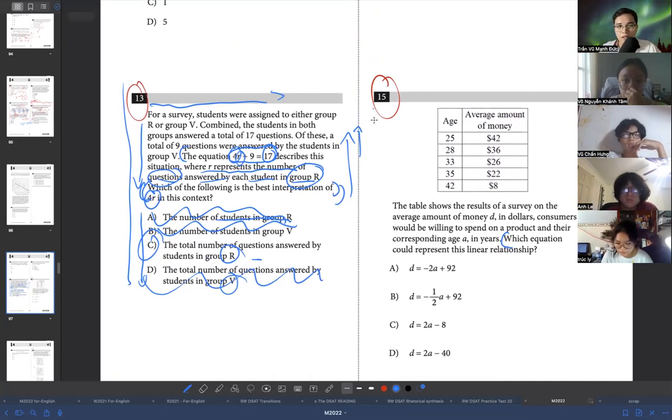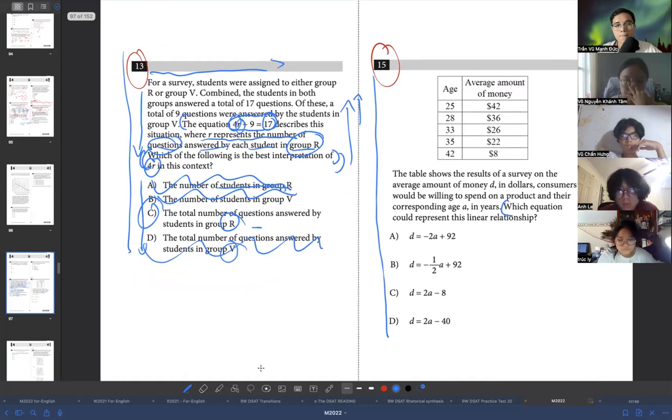Can you do this for me, Anne? A. All right, that's quick. Can you briefly remind me of the form of a linear equation? Y equals mx plus b. Y equals mx plus b.